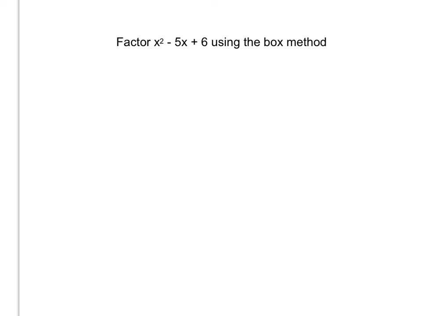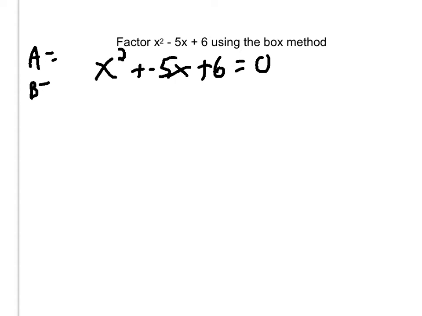Okay, this one says to factor this using the box method. So again, the first thing we need to do is write this in standard form, which is going to be x squared plus negative 5x plus 6 equals 0. So again, I've got to tell my a, my b, and my c. My a is 1, my b is negative 5, and my c is 6.